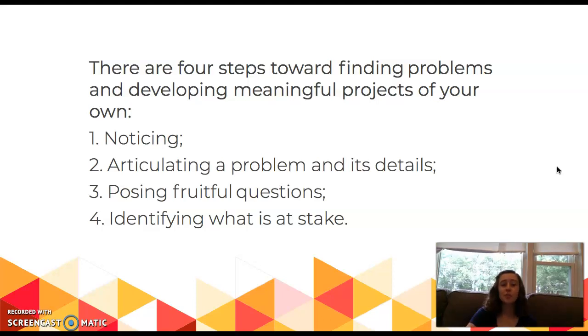The third is posing fruitful questions. So I already said research starts with questions. Once you ask questions, you can start to find sources that address those questions, and you can start to find meaningful angles that are different from what has already been talked about in your topic or field or community.